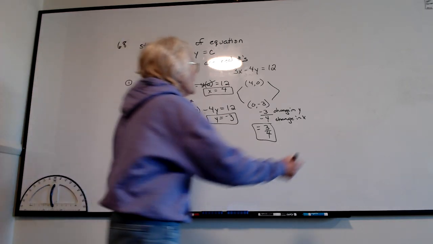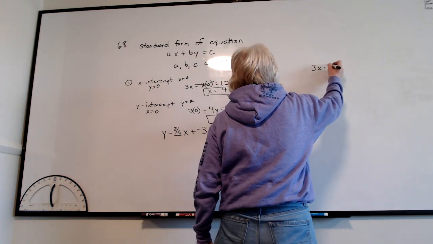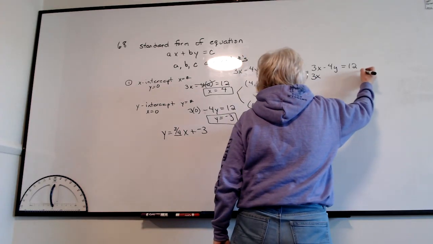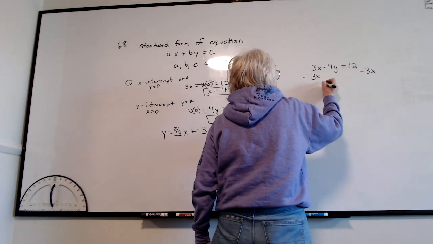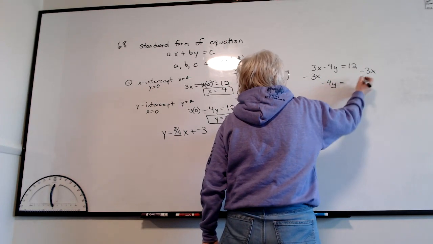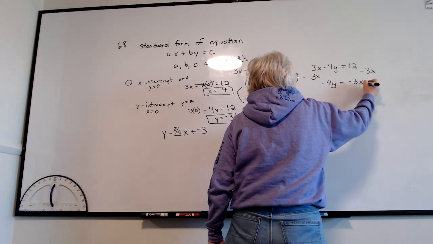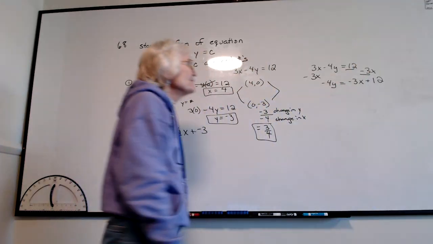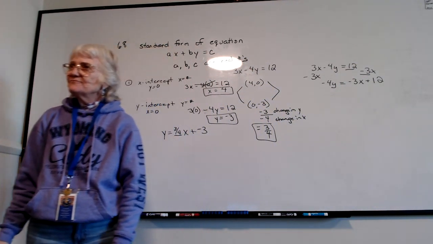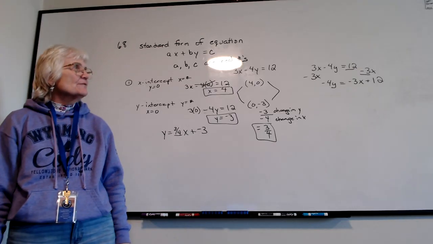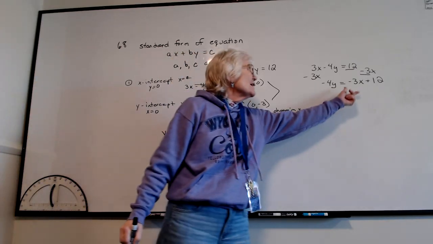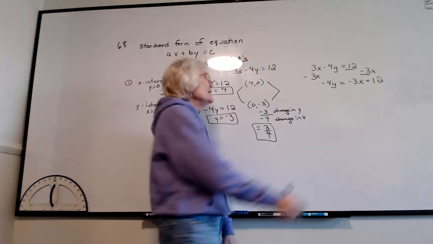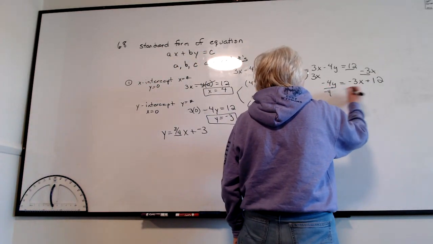Okay. But if you went with this, 3x minus 4y equals 12. The first thing I'm going to do is get rid of 3x on both sides. So I get negative 4y equals, and I'm going to write the negative 3x first, plus 12, as long as I take the signs with them. Okay. So all I did was subtract 3x on both sides. On this side, I put the subtract 3x first, and then the 12. I divide by negative 4.